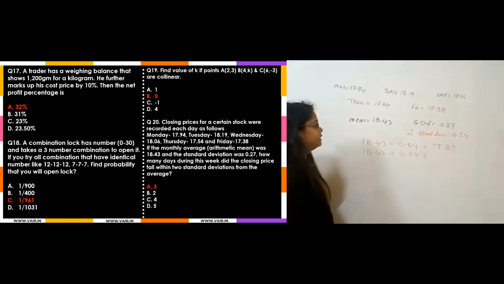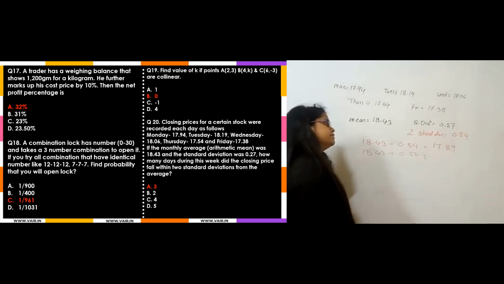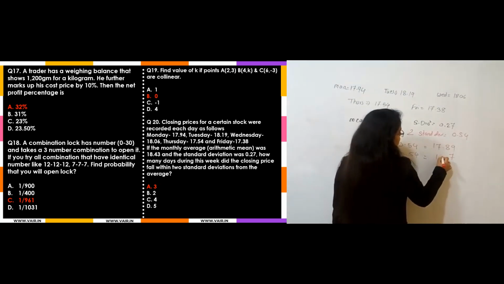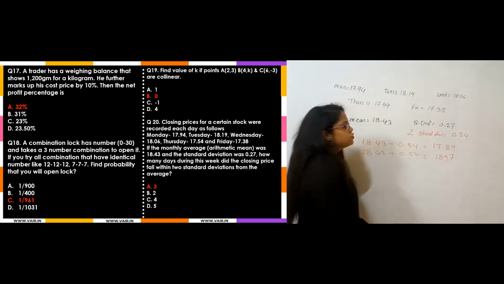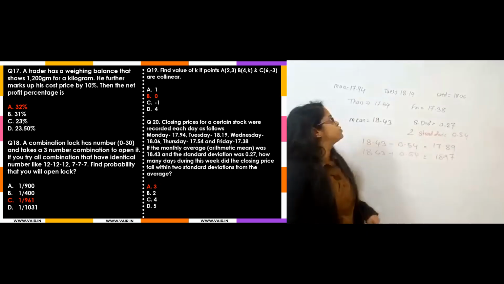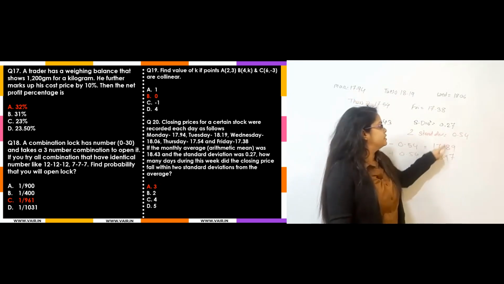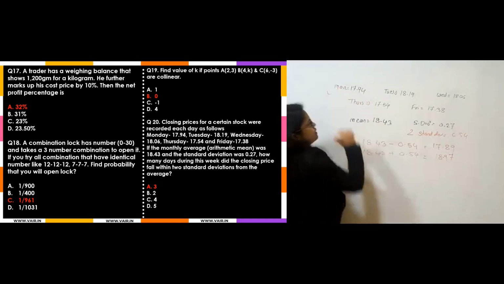13 minus 4 is 9. Yes, right. 13 minus 5 is 8. Correct. And this one will be what? 18.43 plus 0.54 is 18.97. So which are the values in between these two? Can you see? Monday is 17.94, which is coming in between these two. Yes, so Monday is accepted.